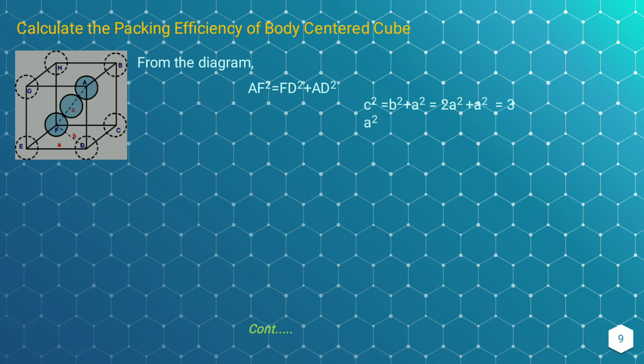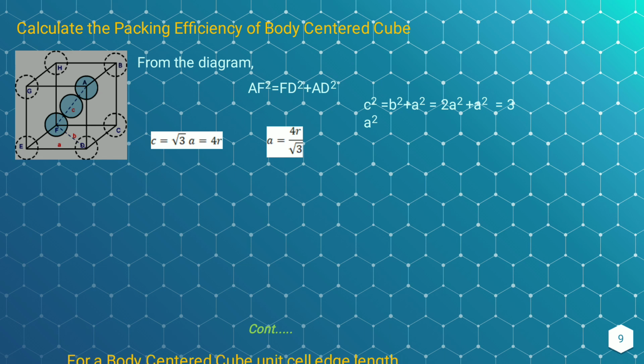But we know that B square is equal to 2A square. Therefore C square is equal to 3A square, or C is equal to square root of 3 into A. But if you observe C over here, 3 spheres are touching along C. Therefore value of C is 4R. That happens to be A is equal to 4R divided by root 3. This is the relationship between edge length A and radius R.